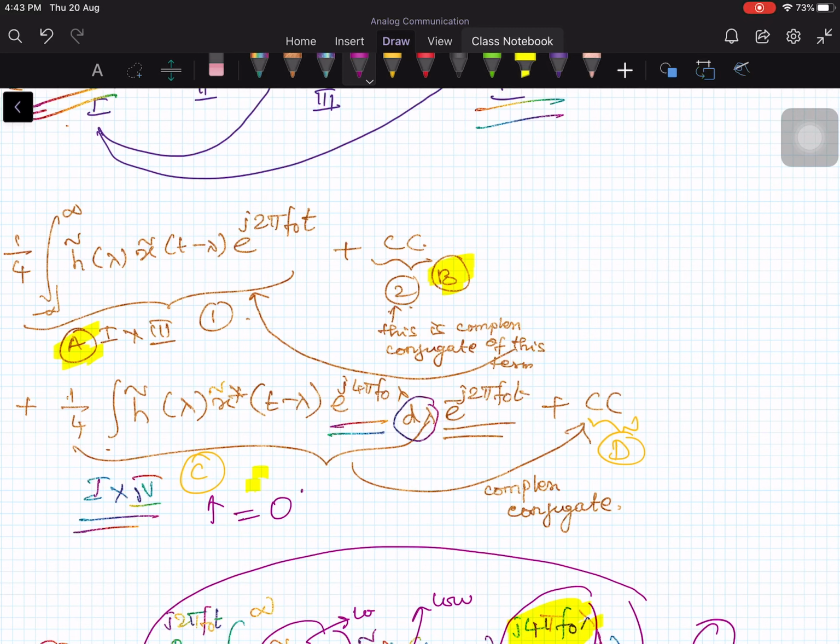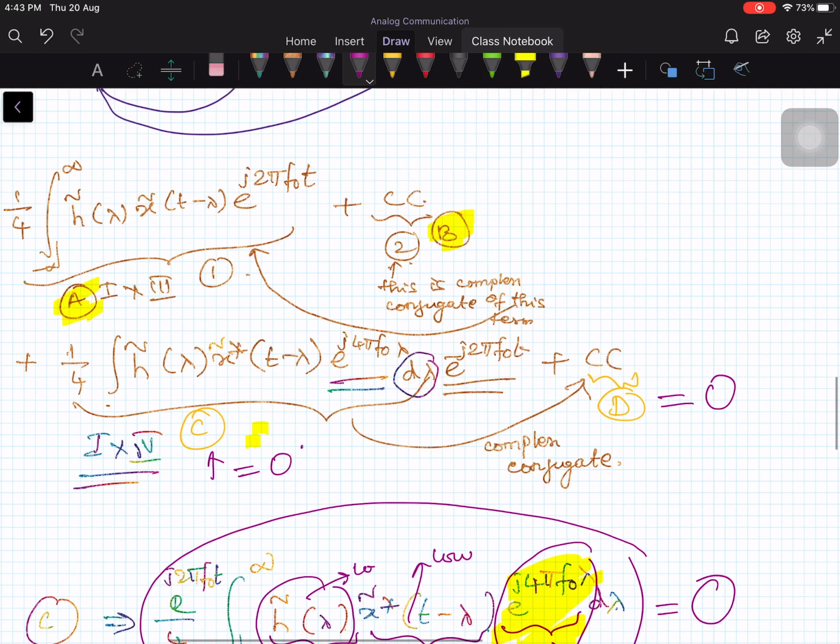Now what about the D term? This also will be 0. Why? Because it's a complex conjugate of that. So the D term is also 0. Only the first term and the second term survive. So basically we are left with the first two terms, the A term and the B term. So let me write down this A and B term here.